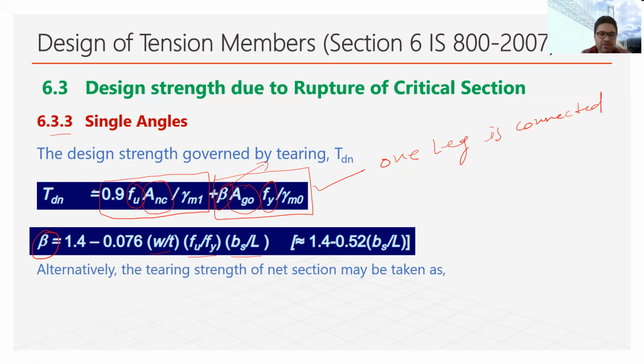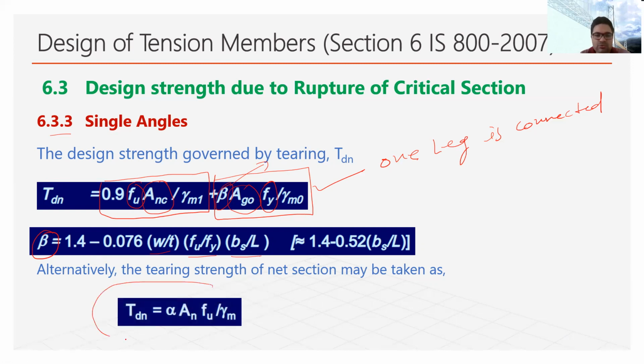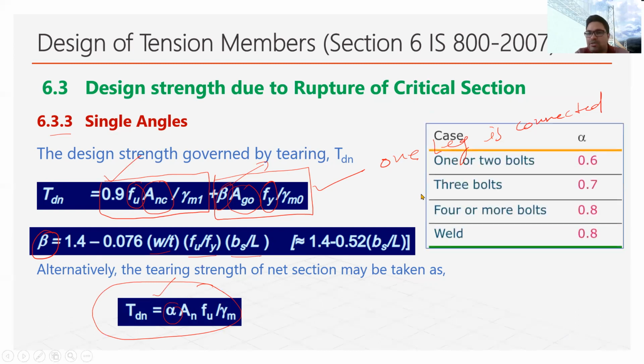Also, if we try to find out the tension strength of a single angle, we can find it using an alternative formula, which is this one. So either we use the design tension of the angle using this formula or using this formula. Now in this formula, there is a factor called alpha. We need to find the value of alpha, and this alpha value depends on the number of bolts used to connect the angle sections. So this is the table you can see.